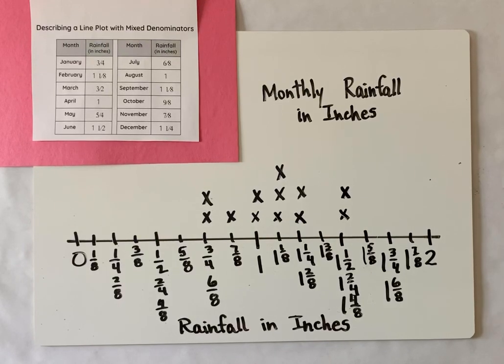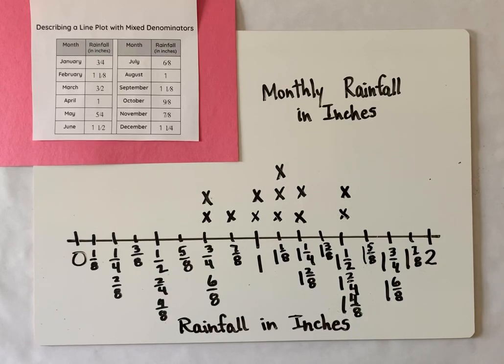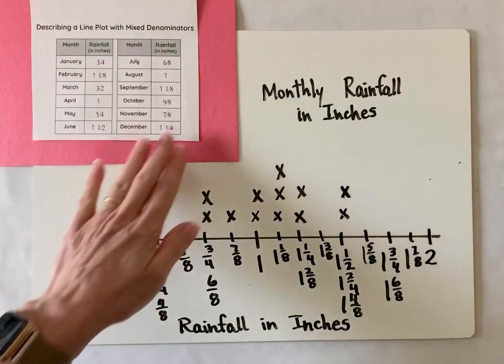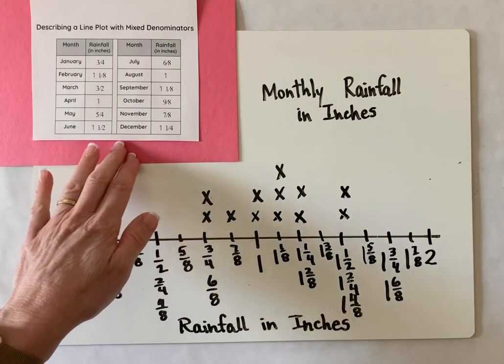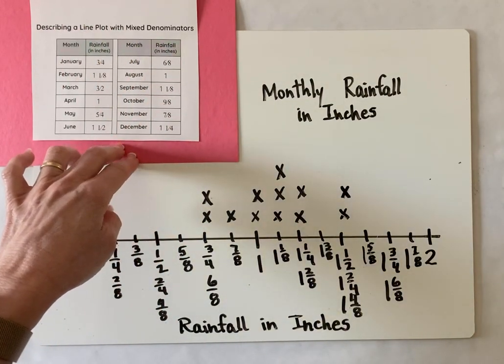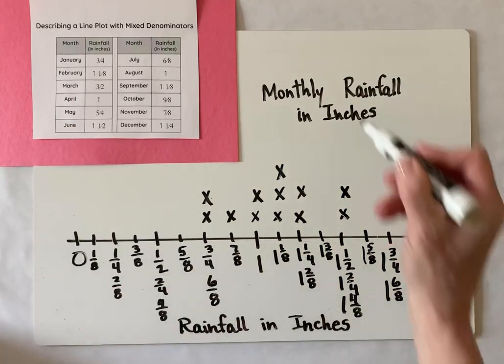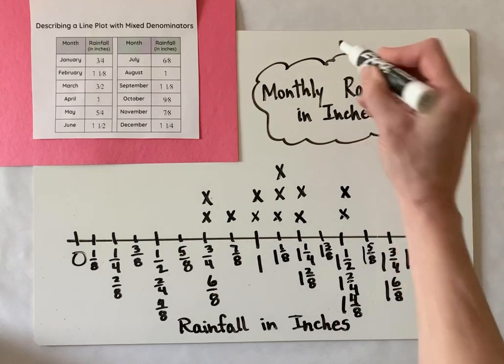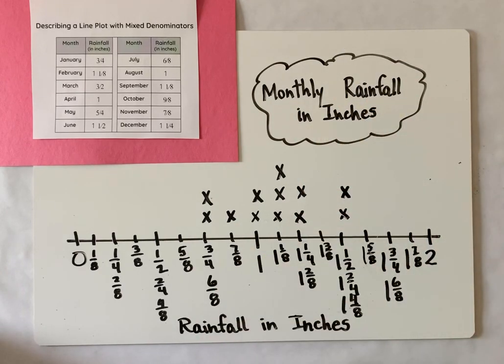Today we're going to talk about how to describe a line plot with mixed denominators. So we created this line plot based on our table in the previous video. And just real quick to review, this monthly rainfall in inches is the title of our line plot.